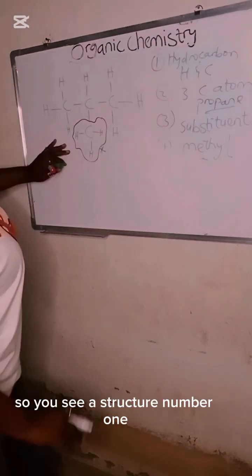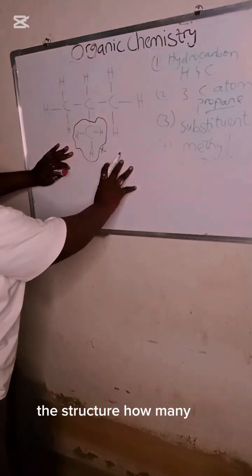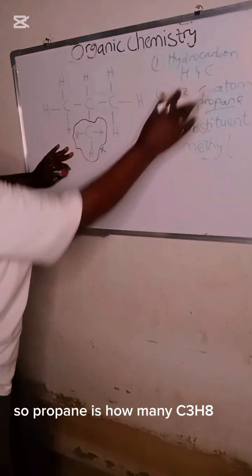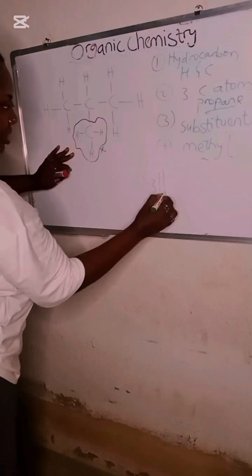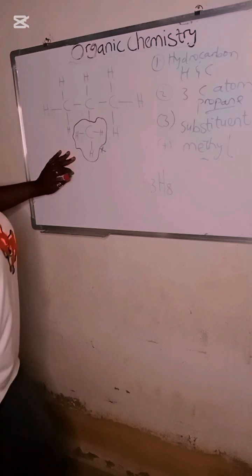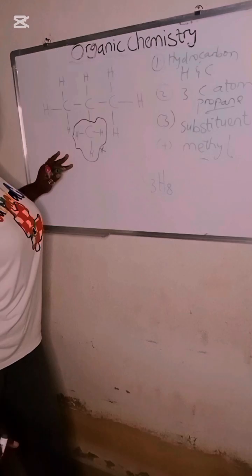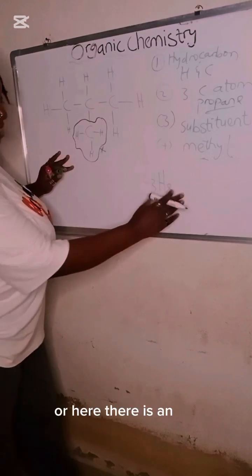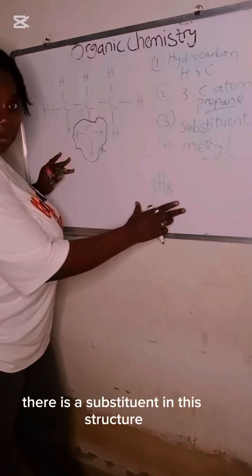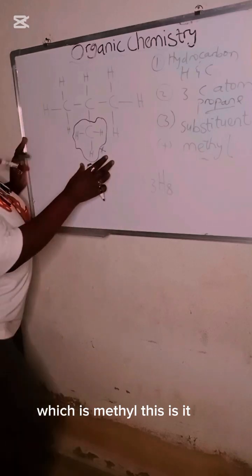So you see a structure. Number 1, you look at the number of carbon atoms. After identifying the structure, how many carbon atoms are there? So propane is how many? C3H8. This is propane. But here there is an attachment in this structure. There is a substituent in this structure, which is methyl. This is it.